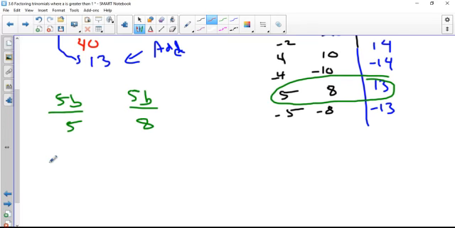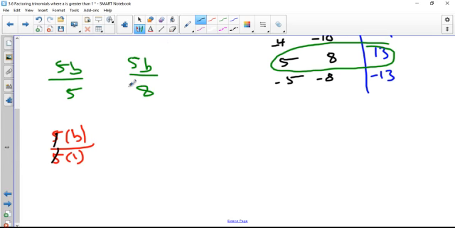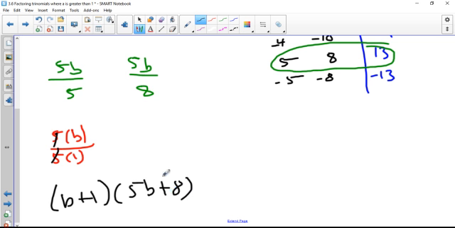Well, we've got 5b over 5, which will be 5 times b over 5 times 1. We can get rid of the 5's to leave us with just b plus 1. 5b plus 8, we can't factor that, so you're just left with b plus 1 times 5b plus 8. And again, you can check yours using a value.